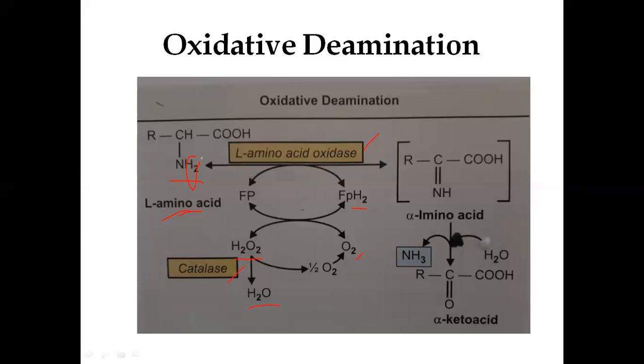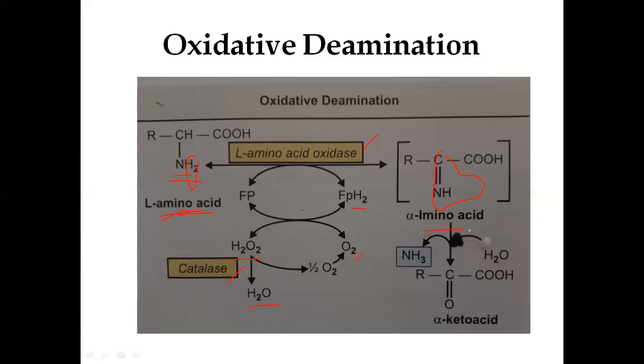But after losing the hydrogen, when the L-amino acid is dehydrogenated, it gets converted into an amino acid. So you can see here it is CHNH2. After losing 2 hydrogen, after it is dehydrogenated, it will be C double bond NH. This is alpha imino acid, because it is attached to the alpha carbon atom.